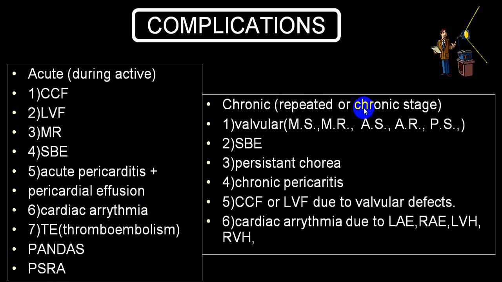repeated stage or chronic stage, mainly valvular heart disease, among that MS-MR is most common. Second common is the aortic valve, that is aortic stenosis, aortic regurgitation. Absolutely rare is pulmonary stenosis and tricuspid valve involvement. Infective endocarditis is very, very common. Persistent chorea is a rare complication. Chronic pericarditis, sorry, the spelling is wrong here, is again not very common, rare. Secondary to valvular involvement, you can have congestive heart failure or left ventricular failure, and the person will have cardiac arrhythmia because of left atrial, right atrial enlargement, etc.